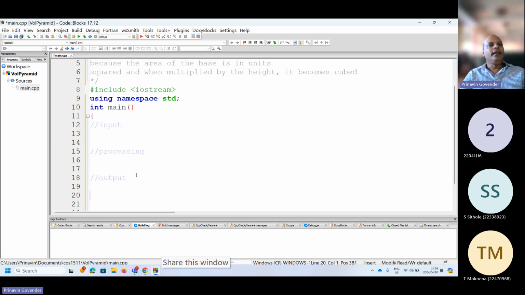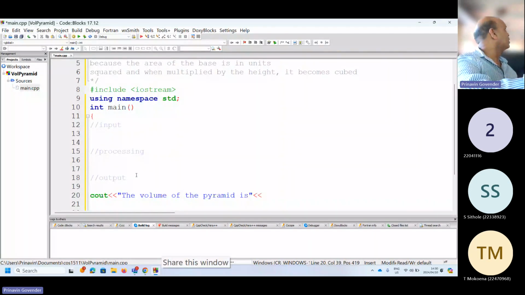Now, if you want to earn 2 marks or 3 marks and you don't know what's going on, just write down, cout the volume of the pyramid is. This is where we got to keep a space for our variable. Okay? Let's say volP, right? Volume P, right? But for right now we don't know what it is.